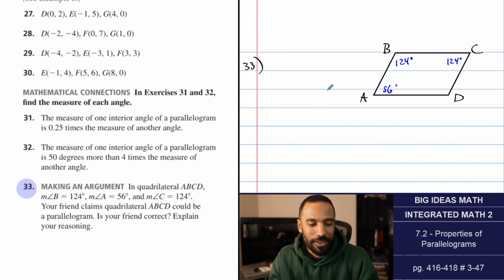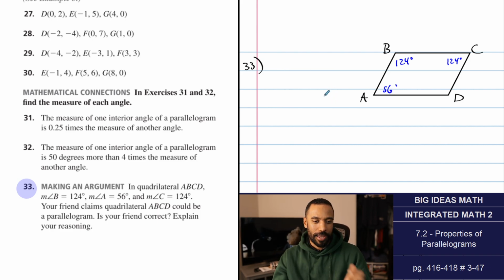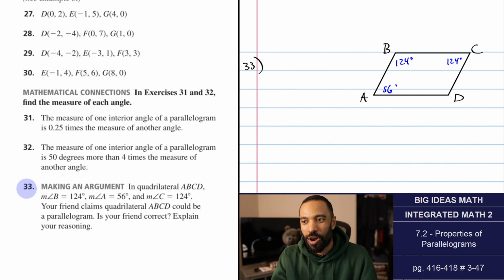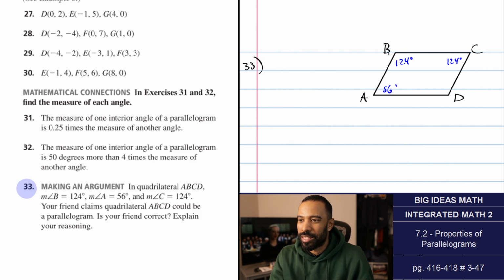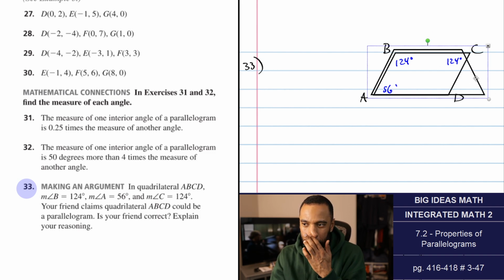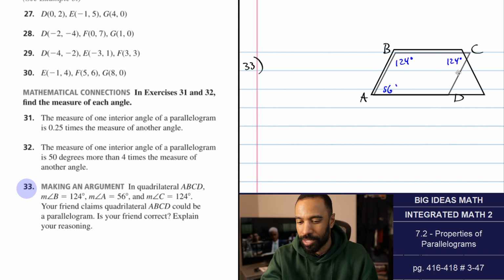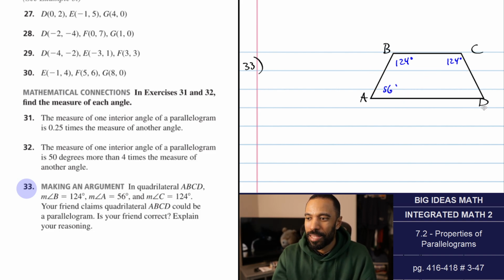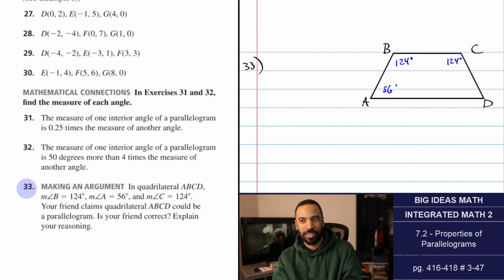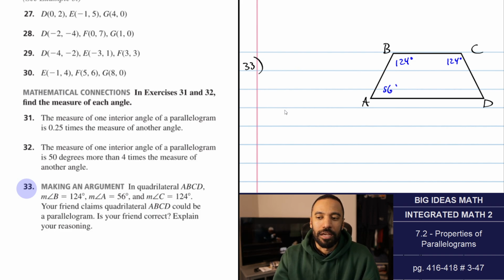Your friend claims quadrilateral ABCD could be a parallelogram. Is your friend correct? Explain your reasoning. Let me redraw this object, maybe looking more like this. Have the 124s look more the same. Let's do it more like that right there. Yeah, and then let's get rid of this guy right here because, yeah, the 124s, is this a parallelogram? Now, why did I do this? Because 124s would both be obtuse, so I'm giving you the appearance of what this is. Now, is your friend correct?